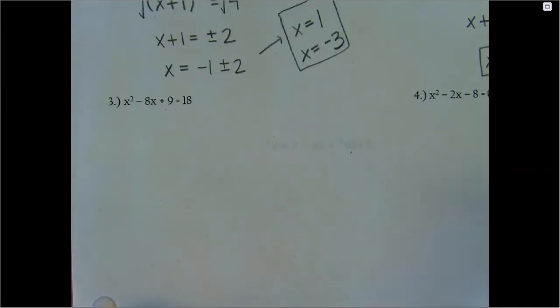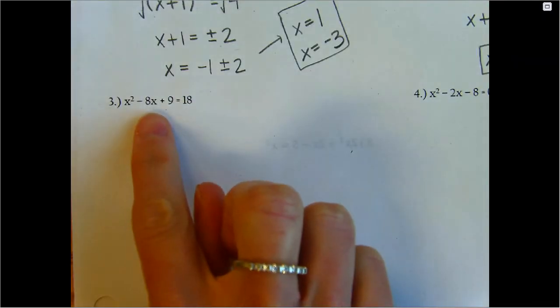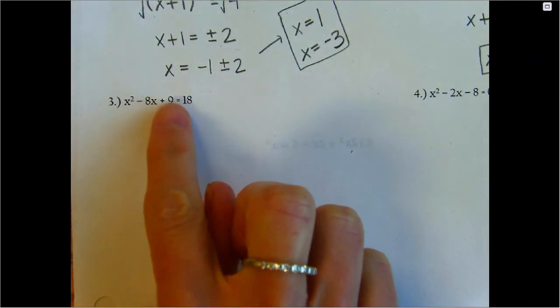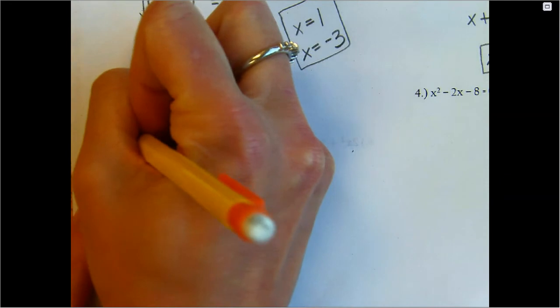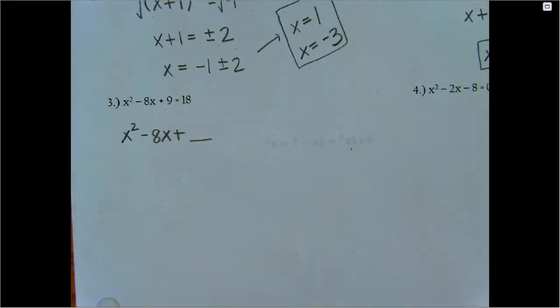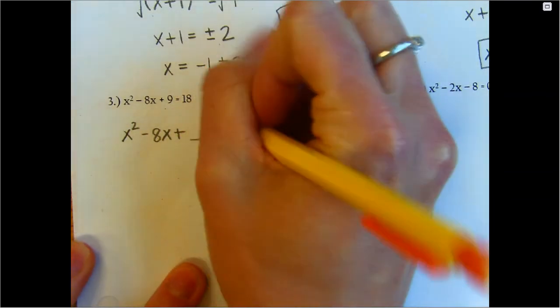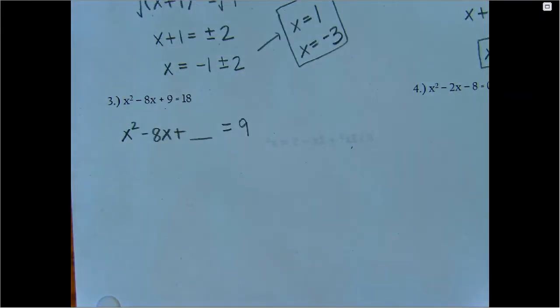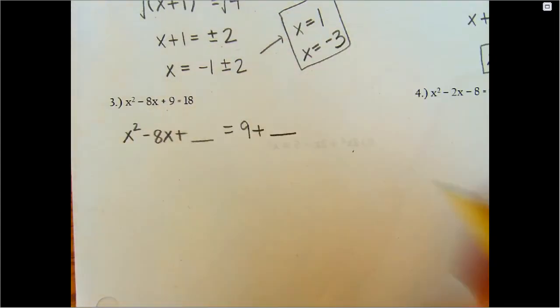So if I start here, I'm going to work on completing the square. So I need to move my constant over. And then I'm going to add something there to complete the square. 18 minus 9 is 9. And then I'm going to have to add to keep my equation balanced.